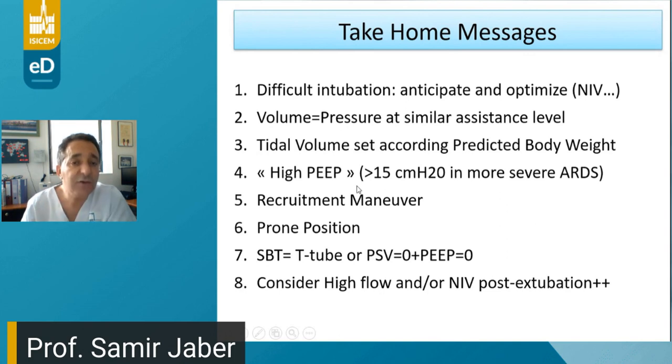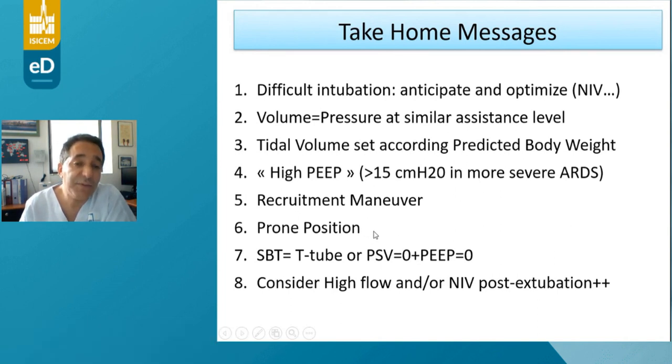Tidal volume should be set according to predicted body weight, 6 milliliters per kilogram of ideal predicted body weight. You should consider a higher PEEP than in non-obese patients, and this is true in more severe ARDS, that means more hypoxemic. Recruitment maneuver is recommended in comparison to the non-obese patient. Prone position is useful in severe patients with a skilled team.